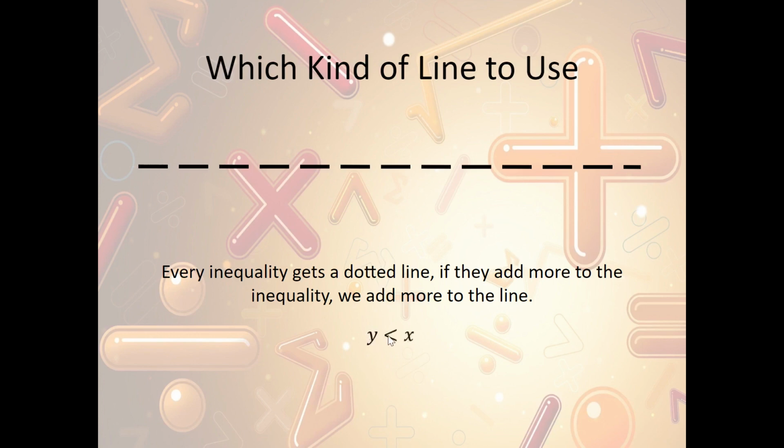So in this case, we have y is less than x. Well, I'm looking at whether they added anything extra, meaning, did they add the bar here? If they didn't, which in this case they didn't, we'll leave it as it is and it stays as a dotted line. Now, here's an example of x is greater than or equal to 2. Now, they did add something extra. They added the bar here. So we'll add to it as well, and we'll make this a solid line or a closed line.